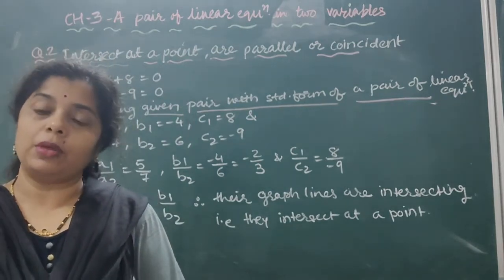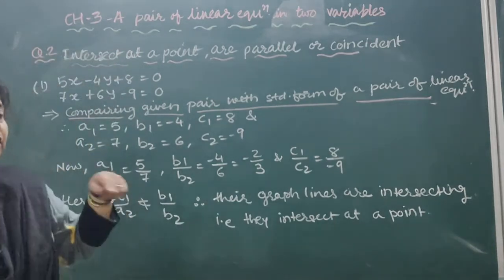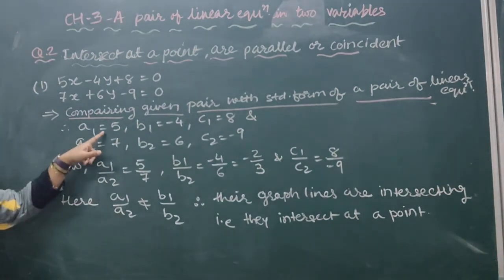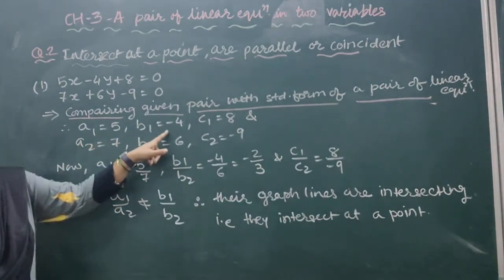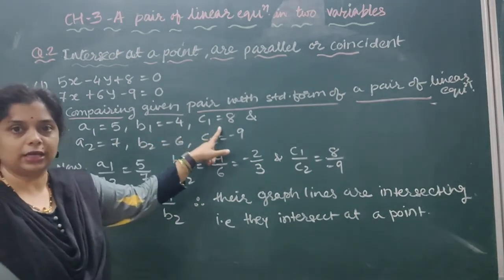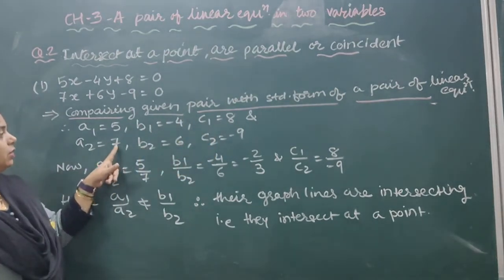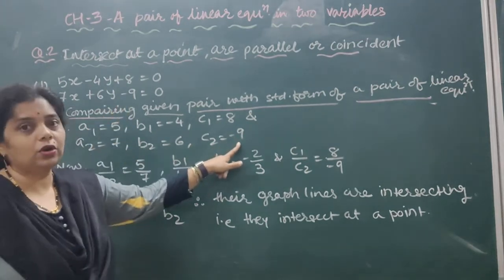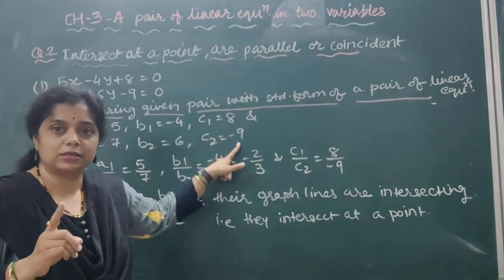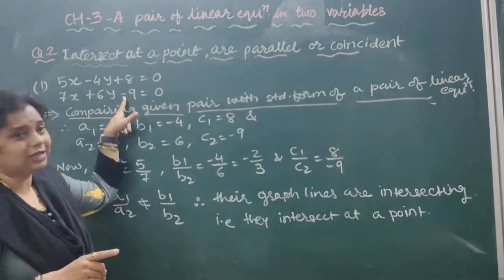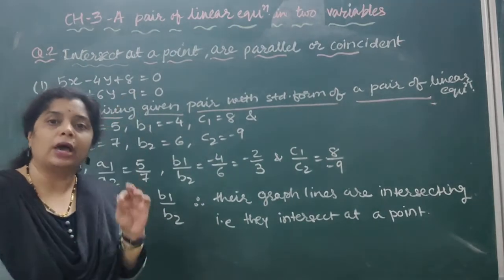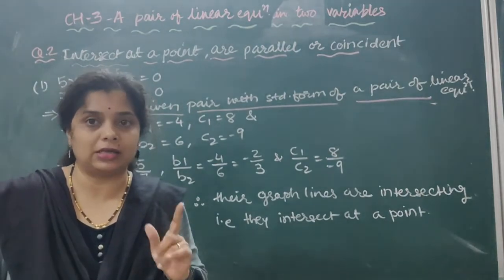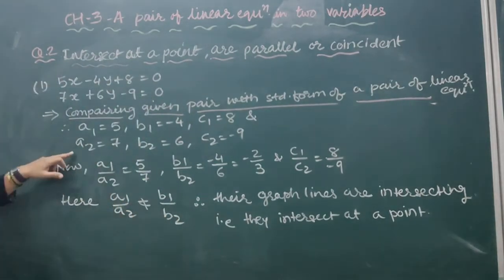So this is the standard form, and after comparing the given equation with the standard form, we have to write down the values. a1 is equal to 5, b1 is equal to minus 4, c1 is equal to 8, a2 is equal to 7, b2 is equal to 6 and c2 is equal to minus 9. Do not ignore the negative or minus sign. If there is a negative sign in the given equation, you have to write down the negative sign. Otherwise, you will get a wrong answer. Is it clear?